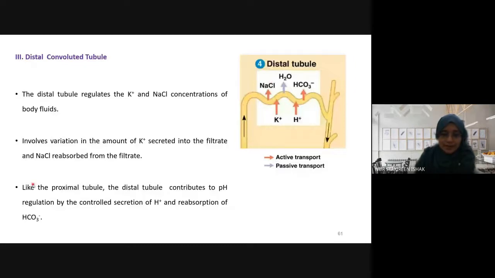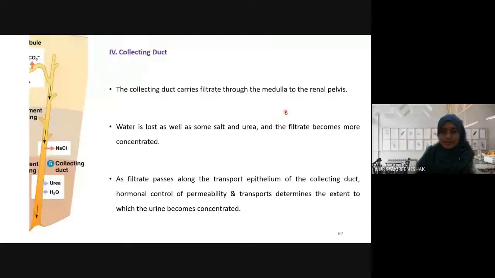Okay, so like the proximal tubule, the distal tubule contributes to the pH regulation by the controlled secretion of hydrogen ion and reabsorption of bicarbonate ion. So bicarbonate ion it has to be reabsorbed from the filtrate into the interstitial fluid into the blood vessels, which is the blood vessels surrounding the distal tubule, which is the peritubular capillary. Okay, so next is the collecting ducts.